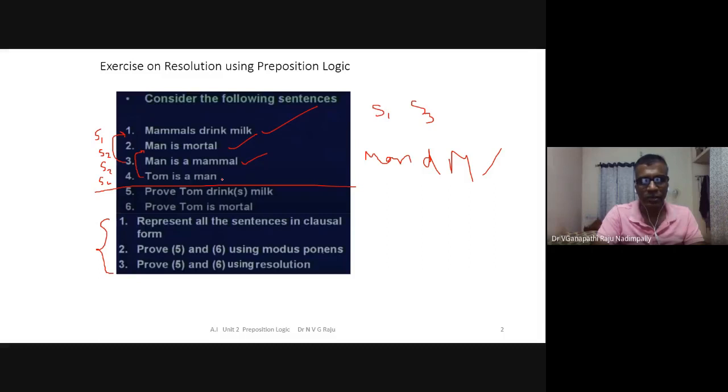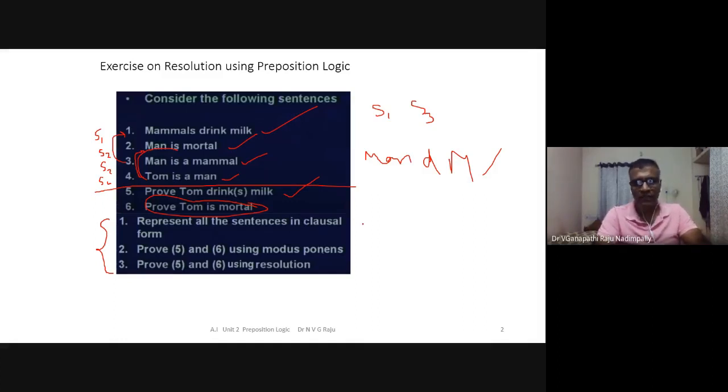From statements 2 and 4 I can infer, since Tom is a man, that Tom is a mortal. Everyone will agree? Yes, from statements 2 and 4 we can infer that Tom is a mortal. Till now we have 2 inferences. What we have to prove is that Tom drinks milk, and ultimately that Tom is a mortal. We will see how to prove it.